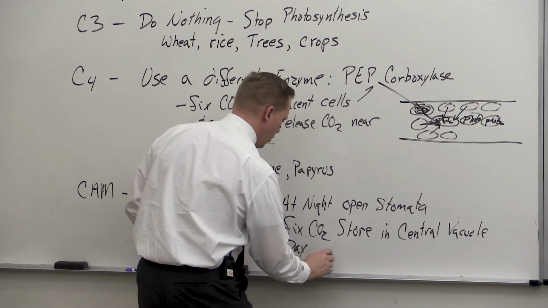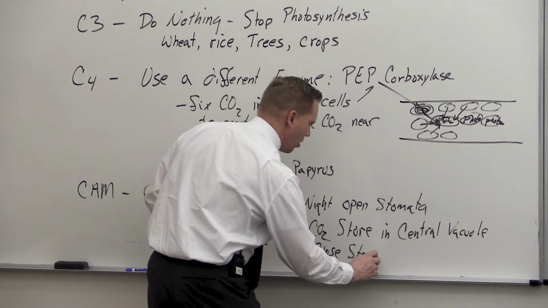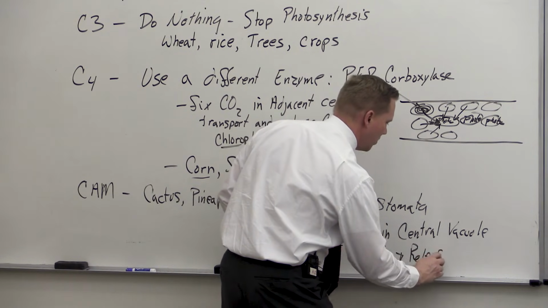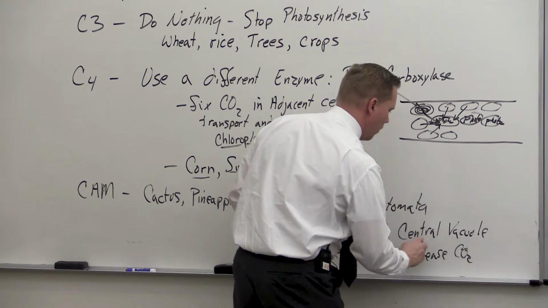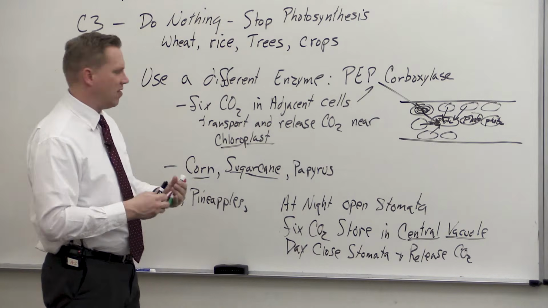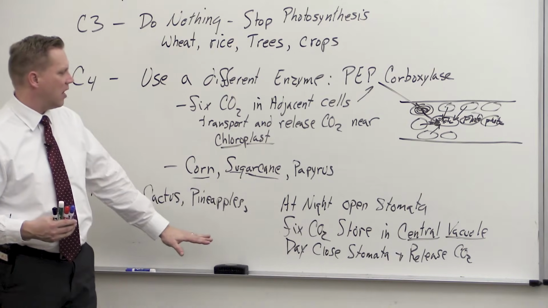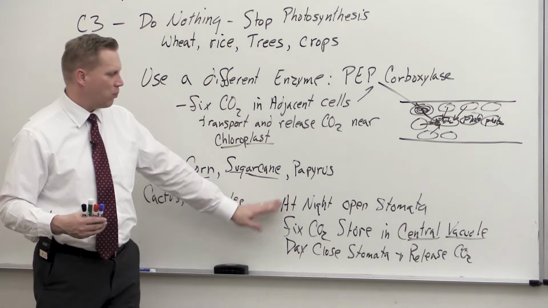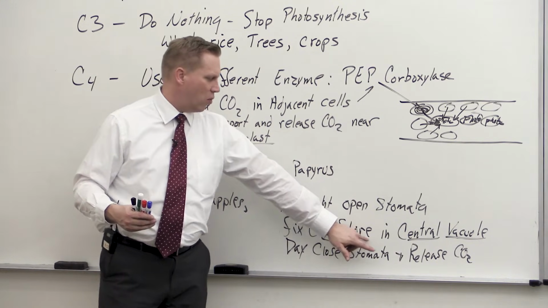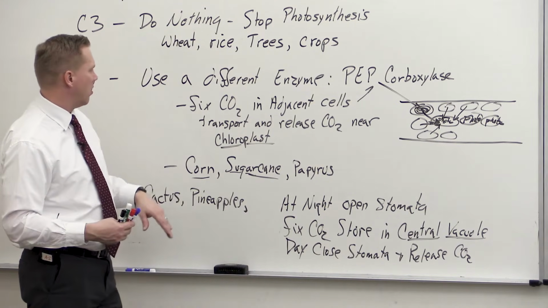and then during the day, they are going to close their stomata and release CO2 from those organic compounds in the central vacuole. And that's the CO2 that they're going to use. And so this is just a second strategy. This is what we call a temporal strategy. They're opening at night and then fixing it and storing the CO2 as organic carbons, releasing it during the day when their stomata are closed.